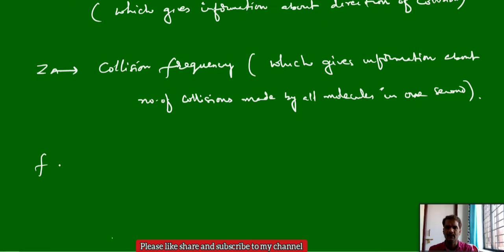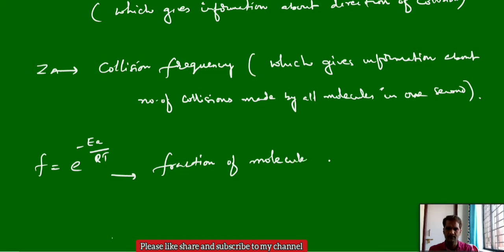F can be taken as e power minus EA by RT. F is equal to, and this is a fraction of molecules having kinetic energy more than activation energy.